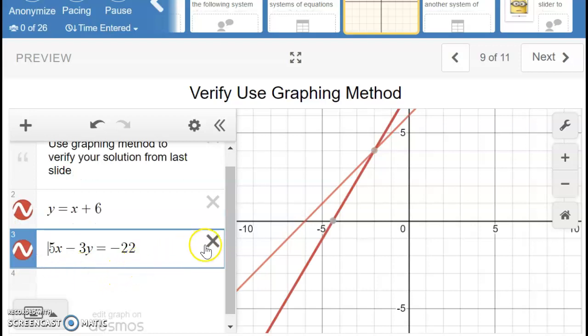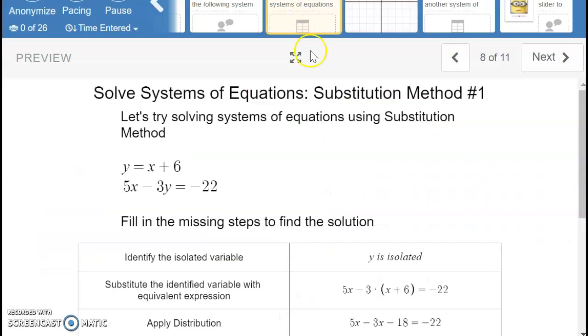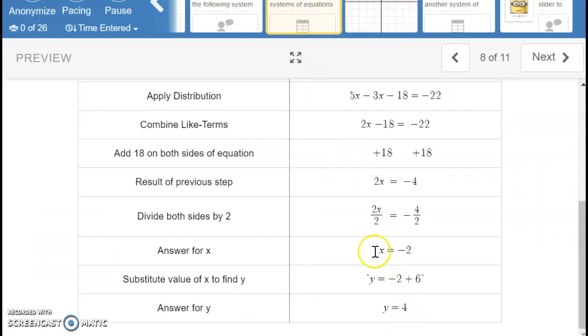Okay, here we go. Alright, so then we have the solution. What is the coordinate? Negative 2 comma 4. So x is negative 2, y is positive 4. Is that what we said? x is negative 2 and y is positive 4. That's what we got. Cool.